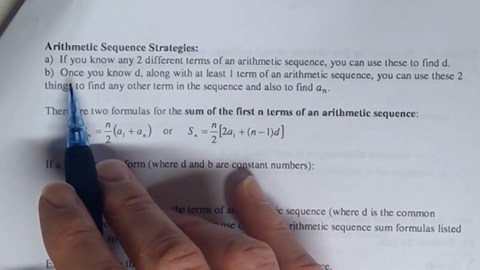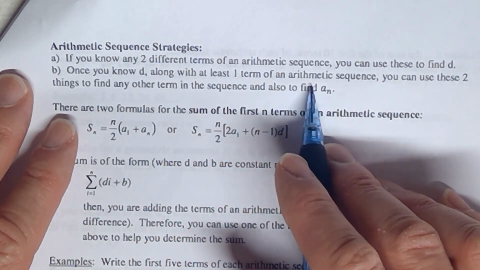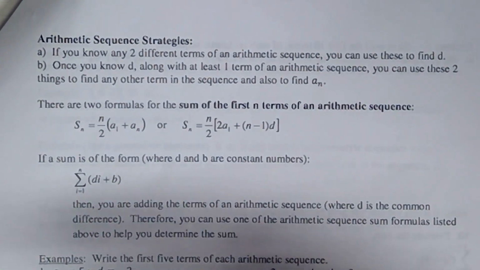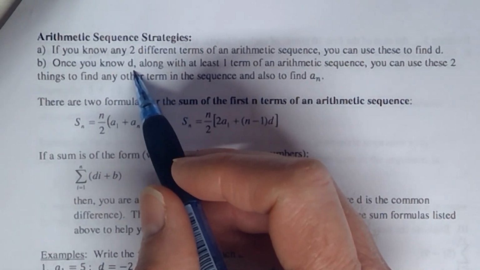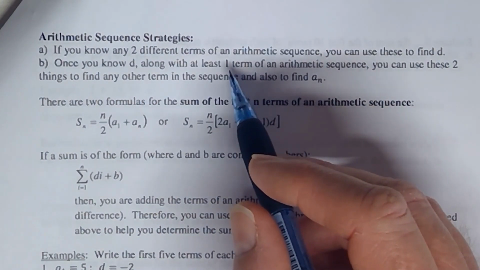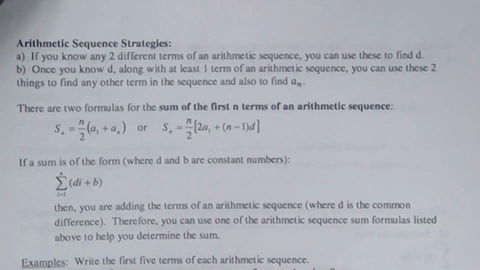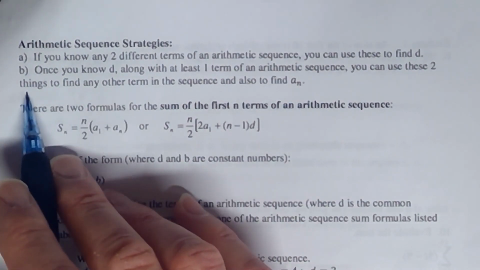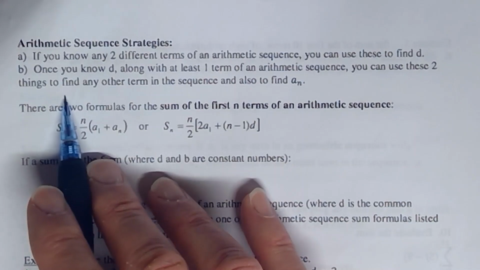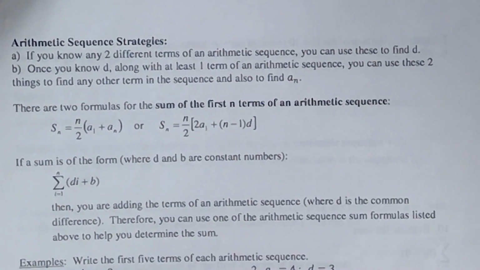So strategy letter B here, it says, if you know what D is, along with one term in the arithmetic sequence, if you just know those two things, if you know what the common difference is, and you know just one term in the sequence, you might know more than one, but even if you just know one, then that's enough to figure out anything else in the sequence. You can use these two things, the D and the one term, to find any other term in the sequence, and you can also find the AN formula.